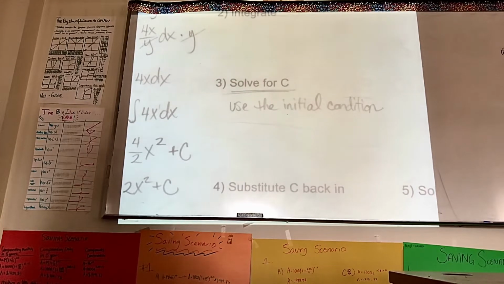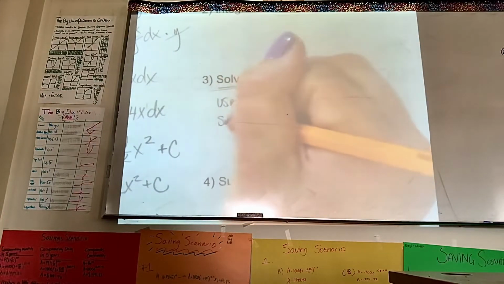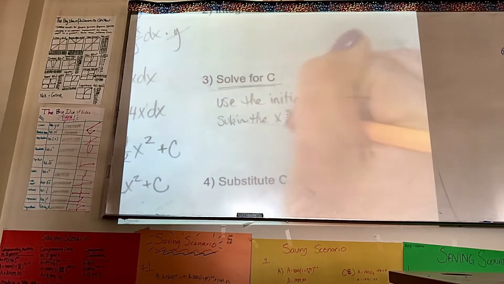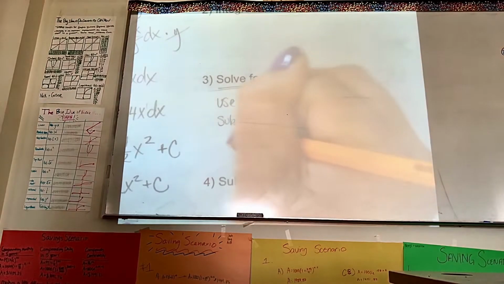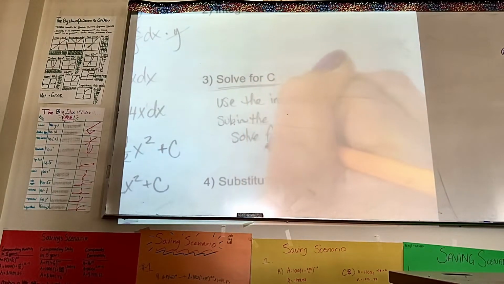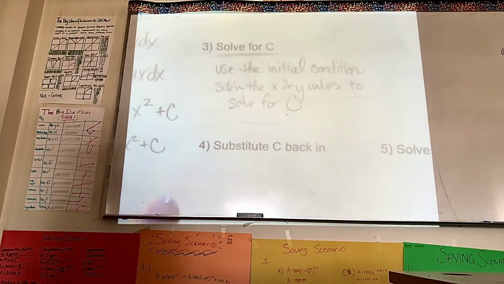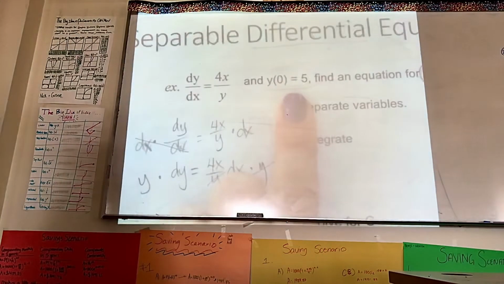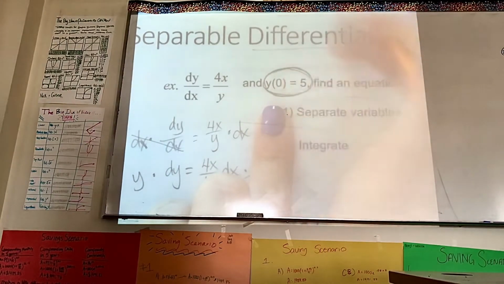Okay, so the initial condition, you basically sub in the x and y values to solve for c. Okay, so let's annotate this. y of 0 equals 5. This is my initial condition.